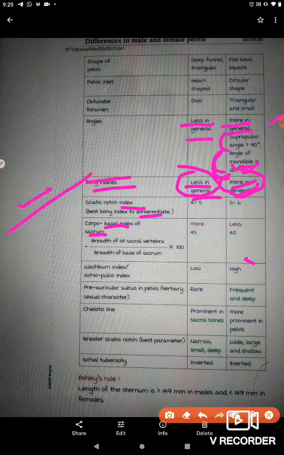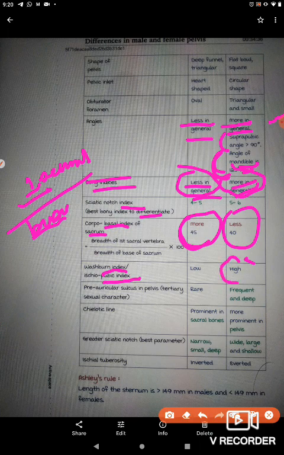The breadth of the first sacral vertebra divided by the base of the sacrum. It is 45 more in the male and less in the female. Diastole index, Washburn index, or the ischiopubic index is high in the female.